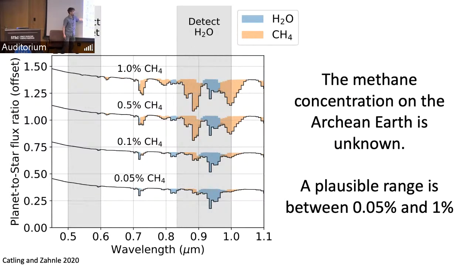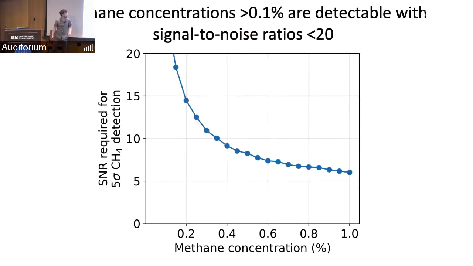So for a methane concentration of 0.05%, the methane features in orange are small. But if you have 1% methane, like on the top, the methane features are pretty big. So what we can do is compute the detectability of this methane in the same spectroscopy bandpass between 0.83 and 1 microns. And that's what I'm showing you here.